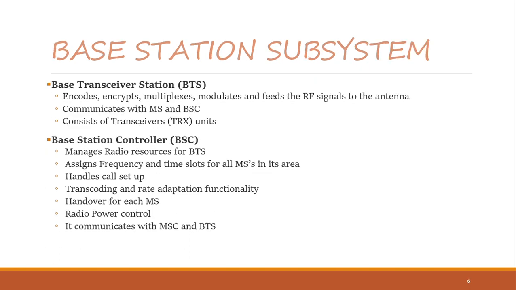Now, we look at the next part, which is the base station subsystem. All the radio related functions are performed here. The first part is the base transceiver station. It handles the radio interface to the mobile station. It is basically the radio equipment needed to service each cell in a network. It communicates with the mobile station and the base station controller. A group of base transceiver stations is controlled by a base station controller.